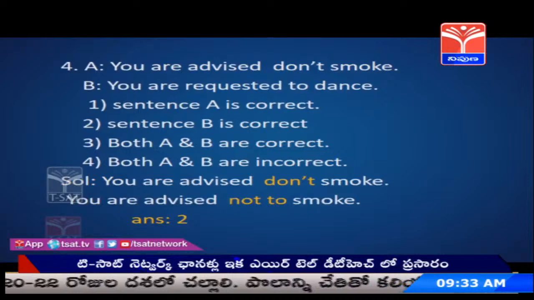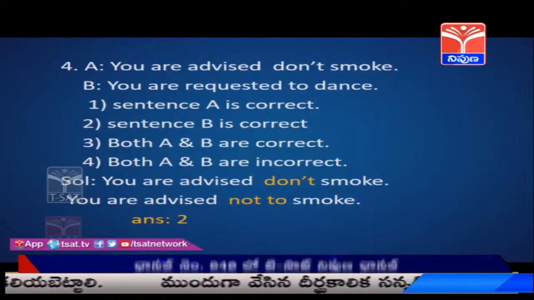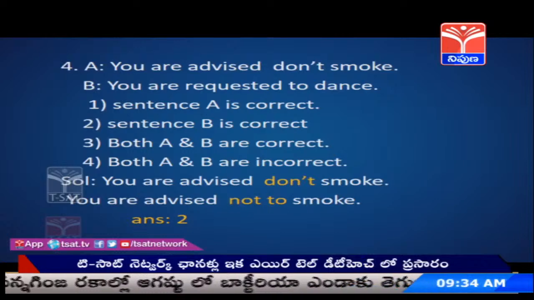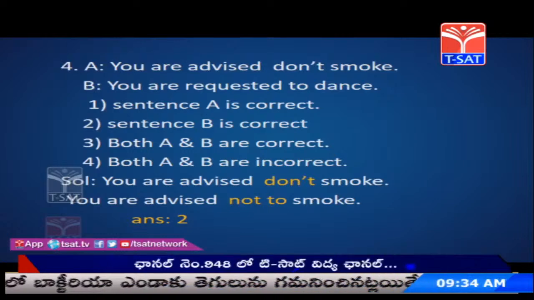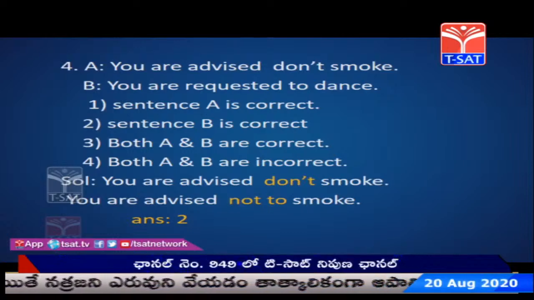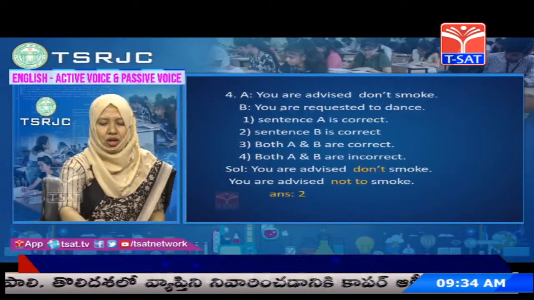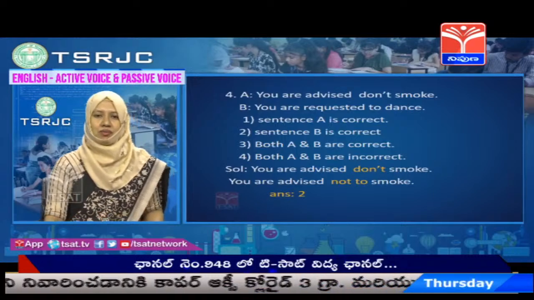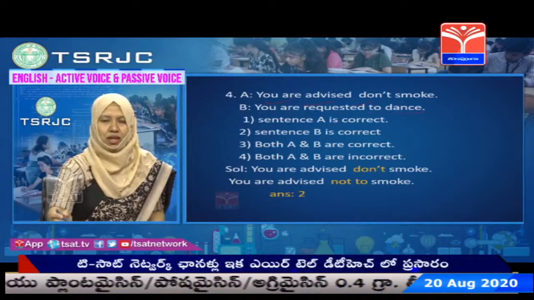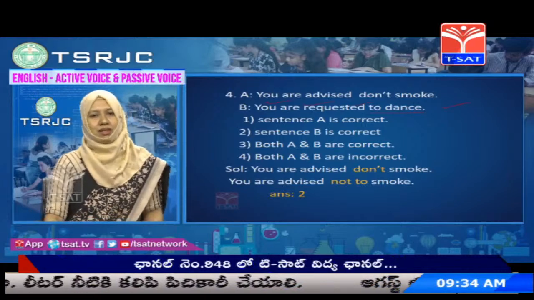Next one: A, you are advised don't smoke. B, you are requested to dance. Which is incorrect in this? Are they both correct, are they both incorrect, or is any one of them wrong? If you look at statement B, you are requested to dance, you find subject, helping verb, main verb and object, which is grammatically correct. So there is no mistake in this statement.